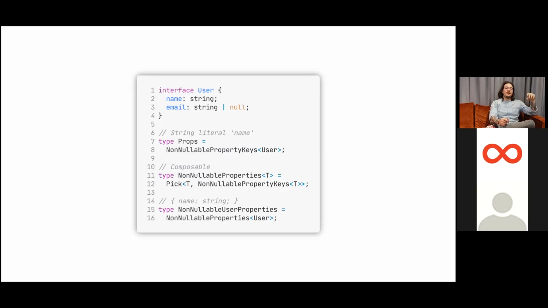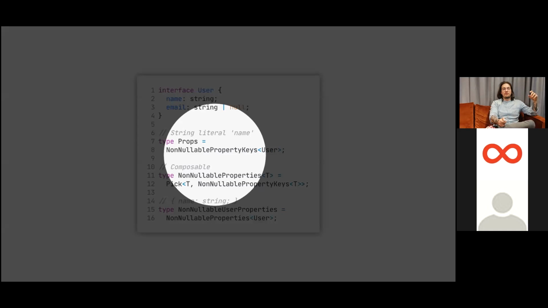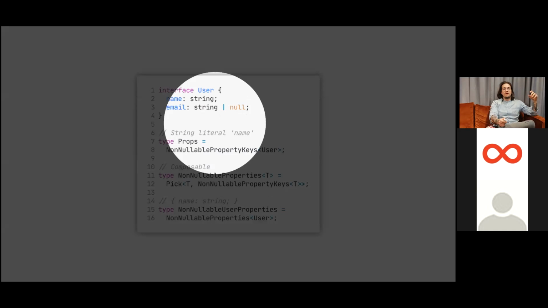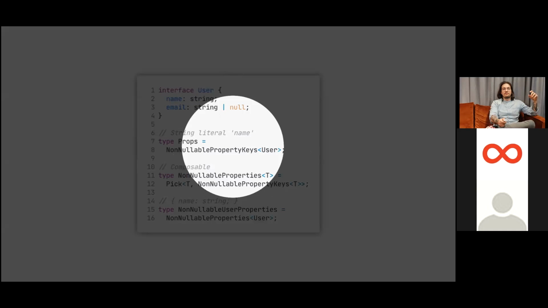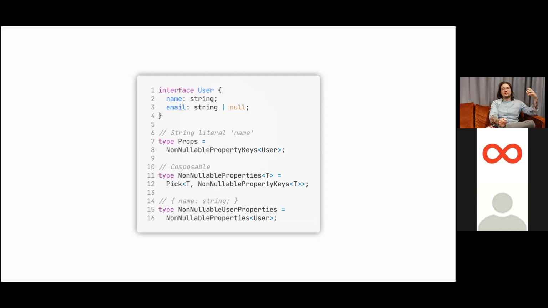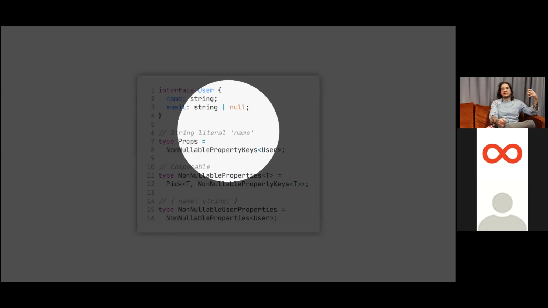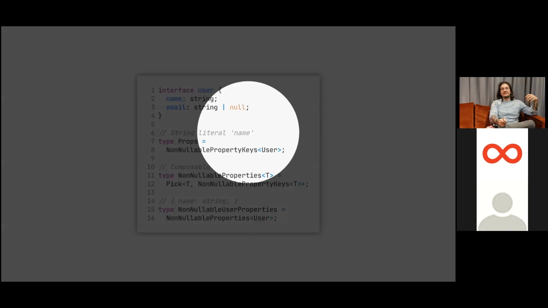So we want to create a custom type that returns only the properties on our interfaces, on our types, that are not nullable. So by applying NonNullablePropertyKeys, which we will create, on the user, we will get a string literal, name. If we had another property there, for example ID, which is a number, we will get a union of string literals, ID and name.